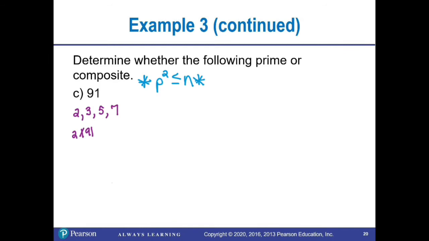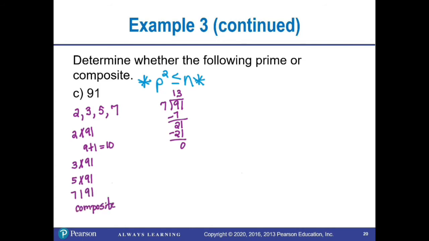2 does not divide 91 because 91 is not even. Add your digits. 3 does not divide 10, the sum of the digits, so 3 doesn't divide our number. 5 does not divide 91 because the number doesn't end in 0 or 5. Then divide 7 into 91. Notice there is no remainder here. So 7 does divide 91. That tells me that my number is composite.